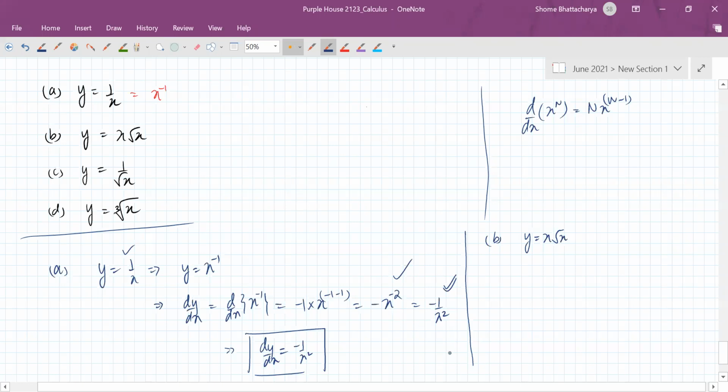I should know how to convert this. Okay, so this is very important. Thank you, sir. So, sir, how exactly will we convert x root x? Yeah, so I'm coming to that.